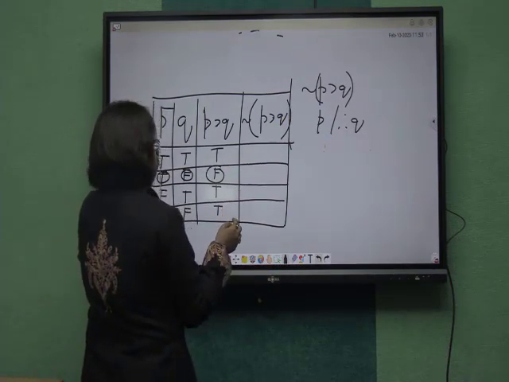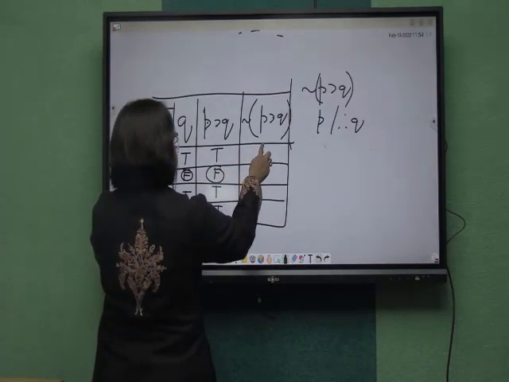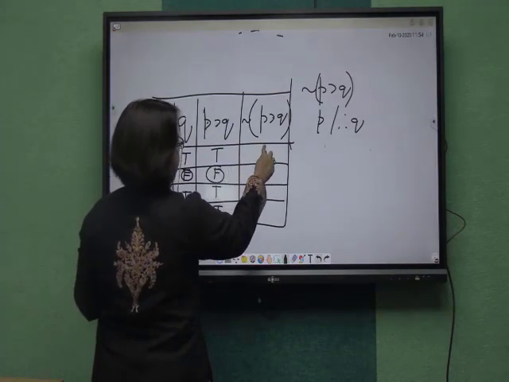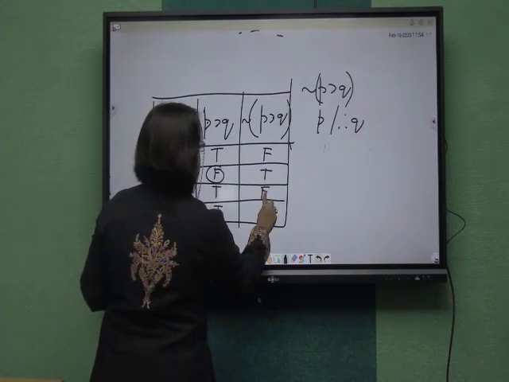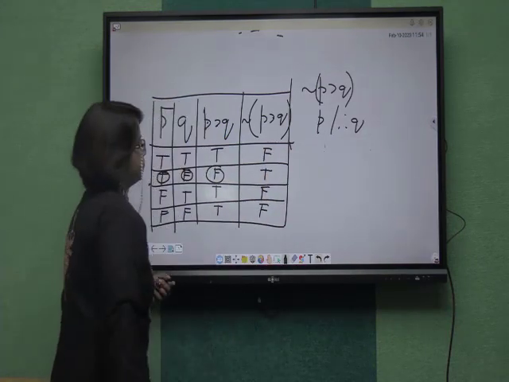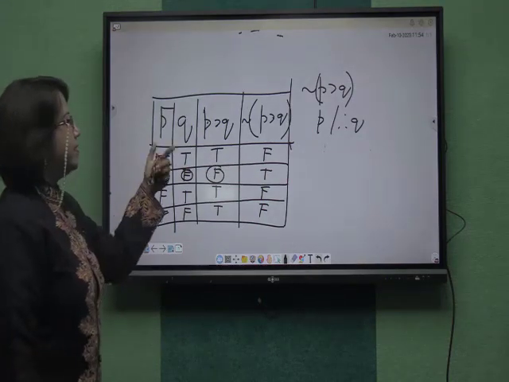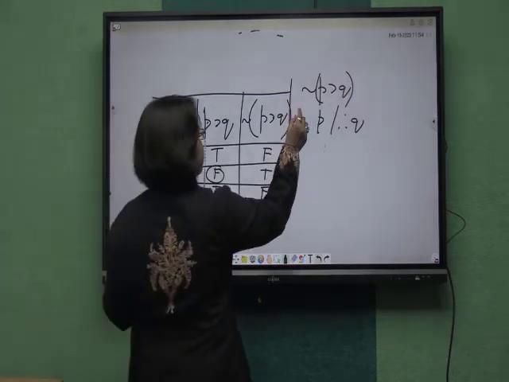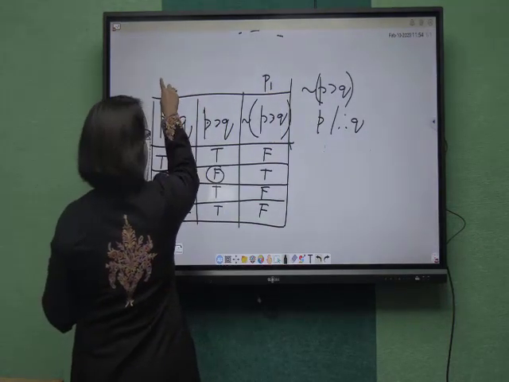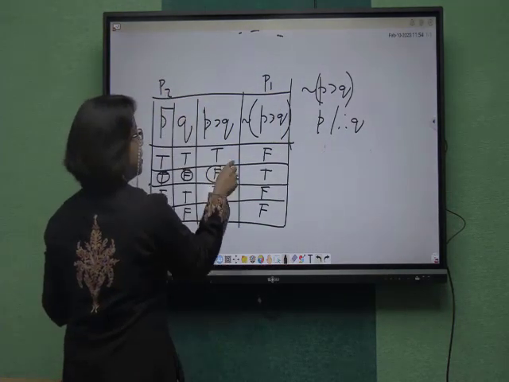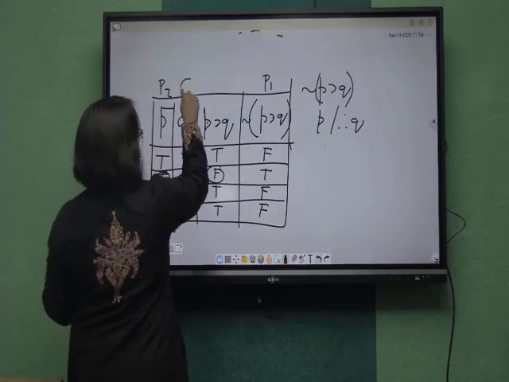Negation P implies Q, what is the value? The value is going to be the opposite of P implies Q. So it's going to be false, true, false, again false. Now let's see which are the premises and which is the conclusion. Negation P implies Q is a premise. P is again a premise. And the conclusion is Q.